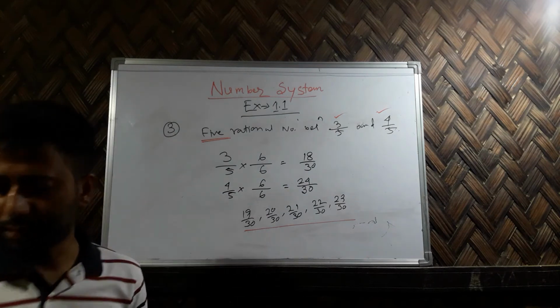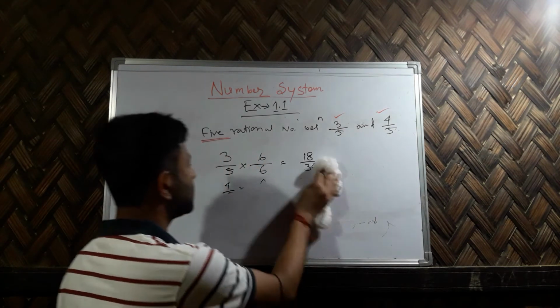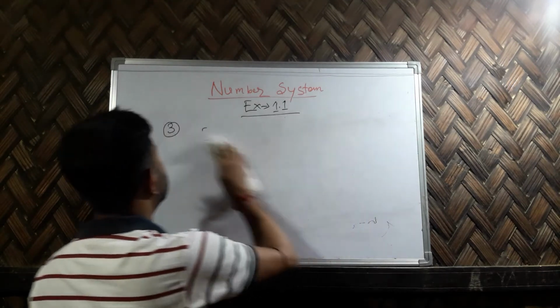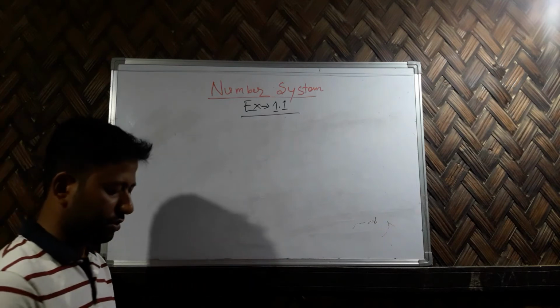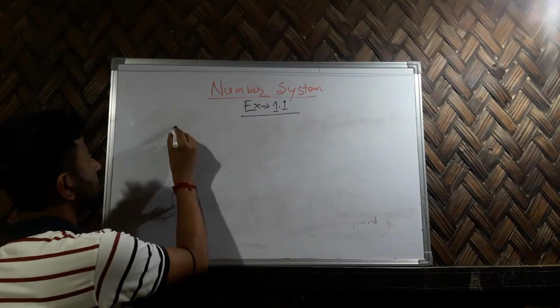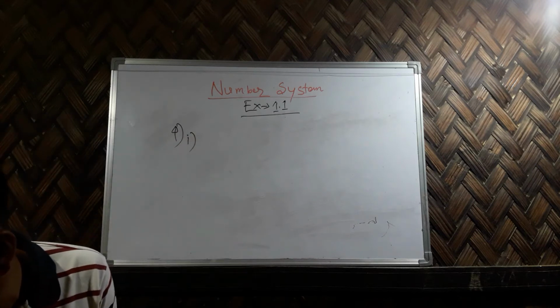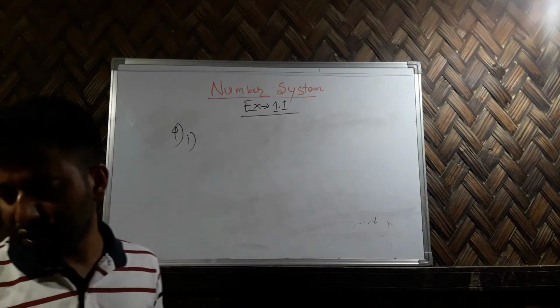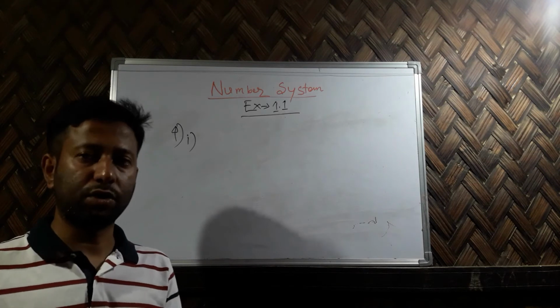So the next question is, there are some statements, and we have to say whether these statements are true or false. So this is question number 4. Part 1 of question number 4 says, every natural number is a whole number, or not. That means, is every natural number a whole number or not.